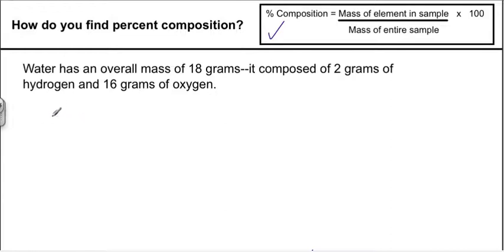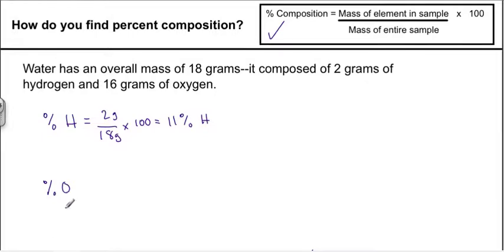So the way I set this up is I write percent. Let's do hydrogen first, and then I have my percent of oxygen. In order to find percent hydrogen, I'm just going to take the amount of hydrogen in my sample, which looks like it's 2 grams, divide it by the mass of the overall sample, which is 18, times it by 100, and I get 11% hydrogen.